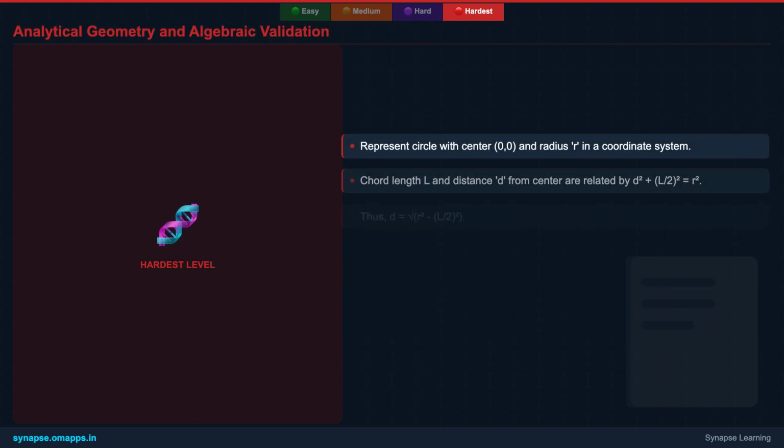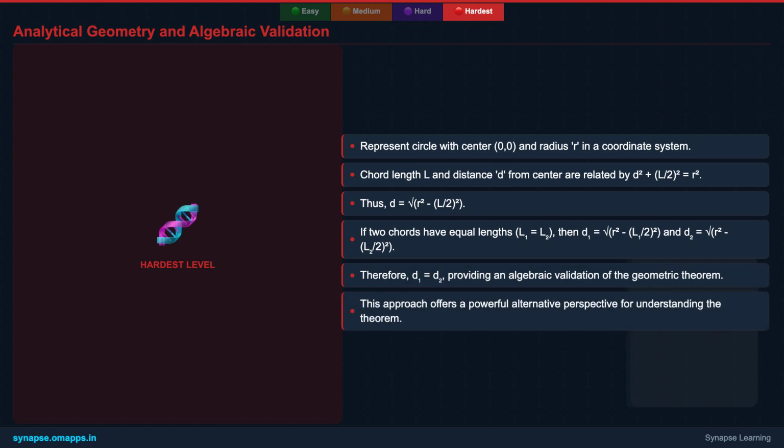From an analytical geometry perspective, we can represent circles and chords with equations. By placing the circle's center at the origin, the distance of a chord from the center can be expressed using the Pythagorean theorem. Distance, d, equals the square root of radius squared minus half chord length squared. If two chords have equal lengths, this formula directly shows their distances from the center must also be equal. This algebraic validation provides a powerful alternative way to understand the theorem, connecting geometry with coordinate systems.